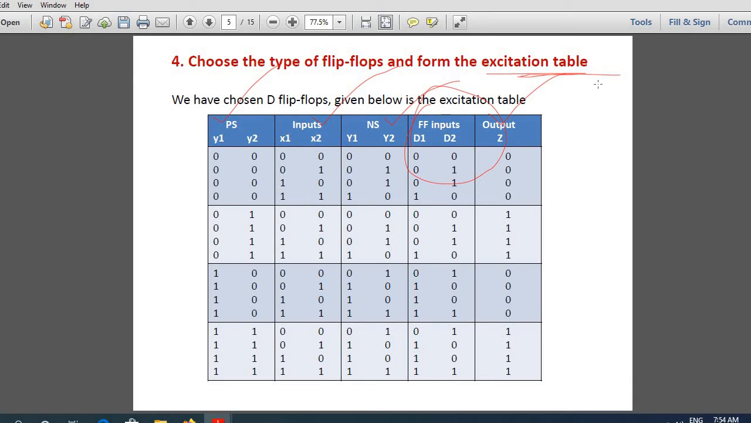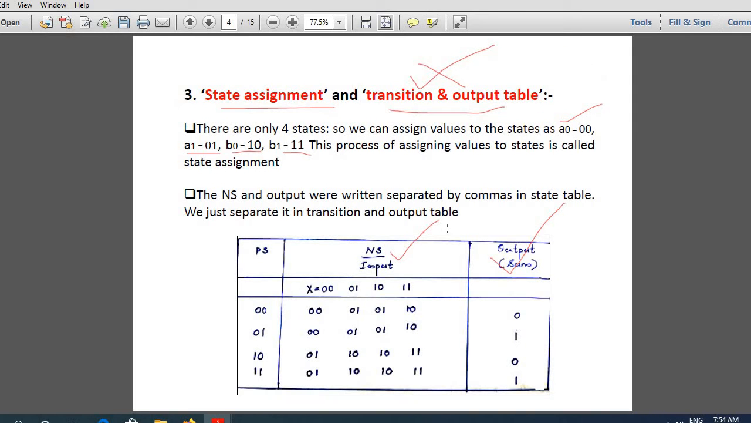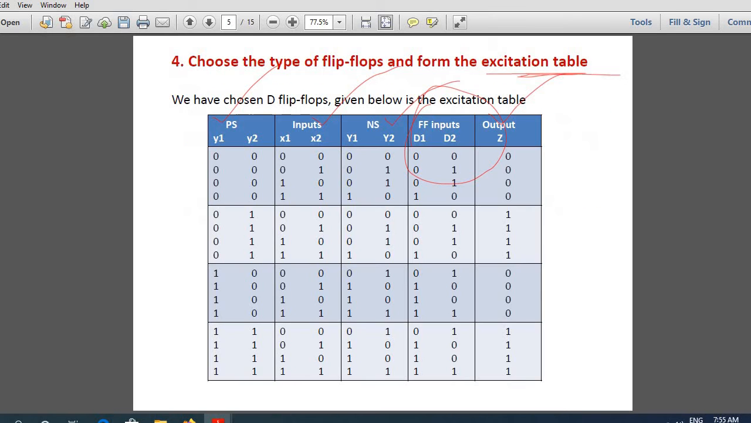How can you write the present state? Since you are having 4 states, it requires 2 bits. So you call it small y1, y2. And the next state you are going to call capital Y1, Y2, right? Now take present state 0, 0. How many inputs are applied? 4 inputs. That is how you have to write.